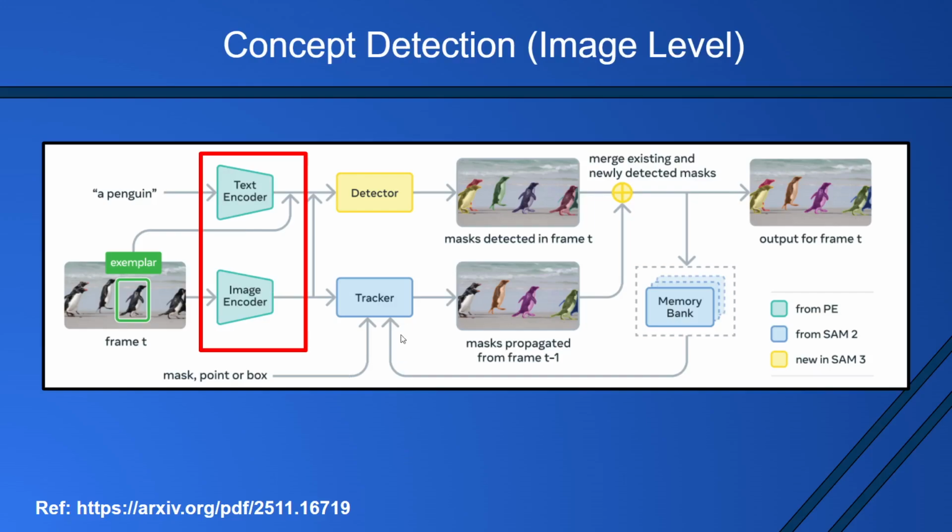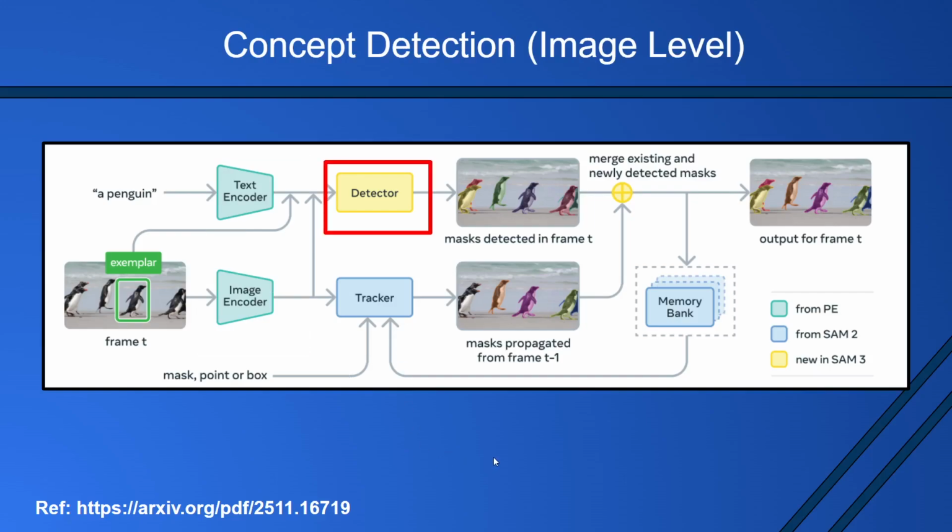All of this information is fused together in a DETR-based detector. This component combines the image features with the prompt embeddings so the model can understand both the concept and its location. A key innovation here is the presence head, which predicts whether the requested concept actually exists in the image, helping avoid false detections. The detector then outputs bounding boxes, detailed segmentation masks, and a unique ID for each instance of the concept.